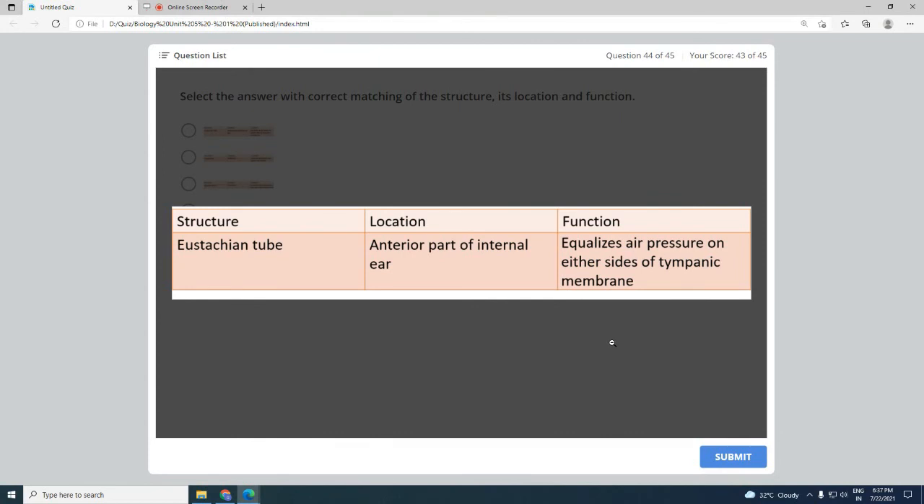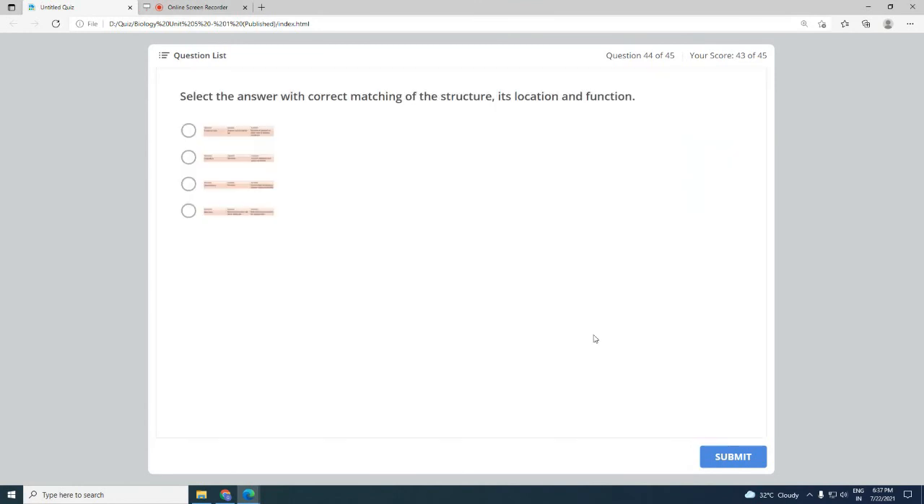Okay, there is an option. The first option, the structure is Eustachian tube, location anterior part of the internal ear. The function equalizes air pressure on either side of the tympanic membrane. It is option A.